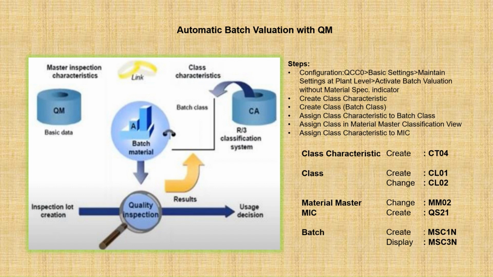In the material, we will be activating the classification view. Here we will be assigning this batch class. Batch creation normally comes when I am procuring the raw material, if it is a batch managed material, or when we are getting the finished good from the production department, and then we assign a batch to that particular material. So let's see how it works in the system.